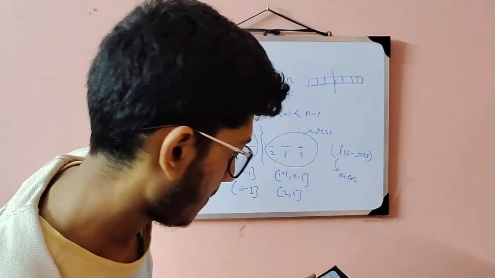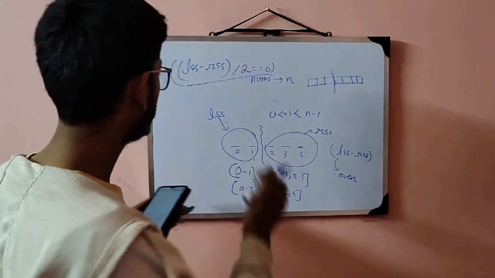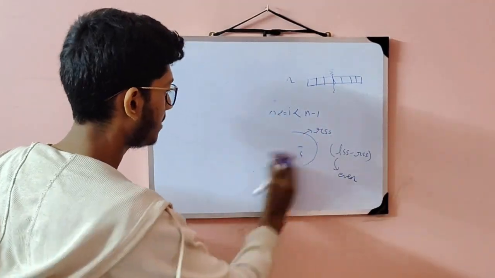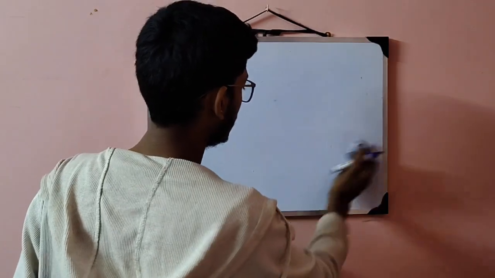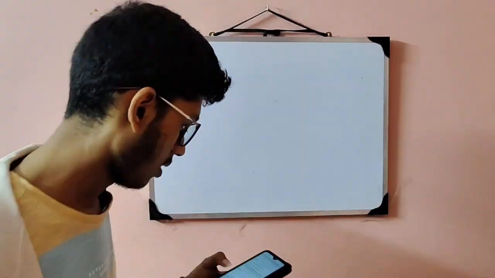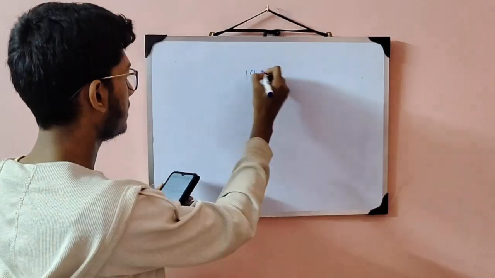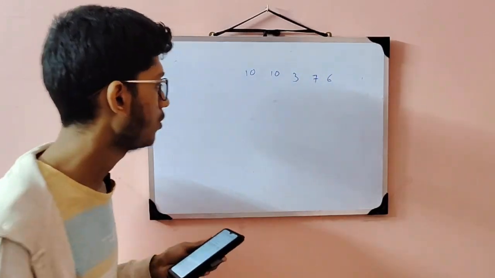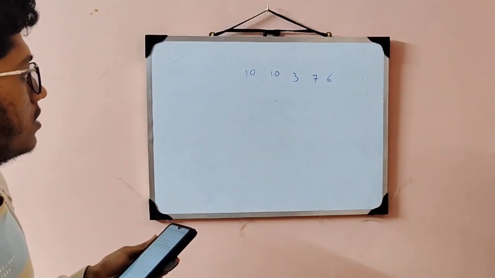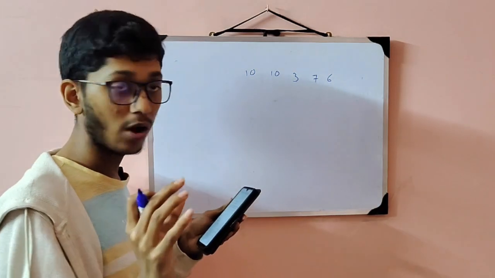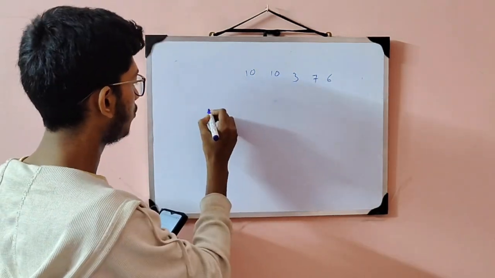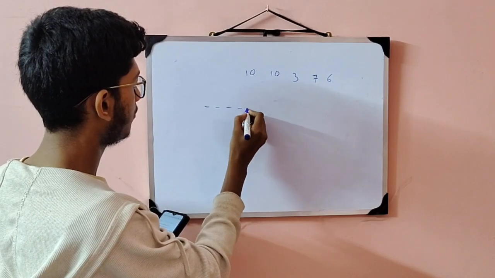How can we approach this question? Let me take an example. Our first example is 10, 10, 3, 7, 6. So how many ways can you partition it? 1, 2, 3, 4, 5.